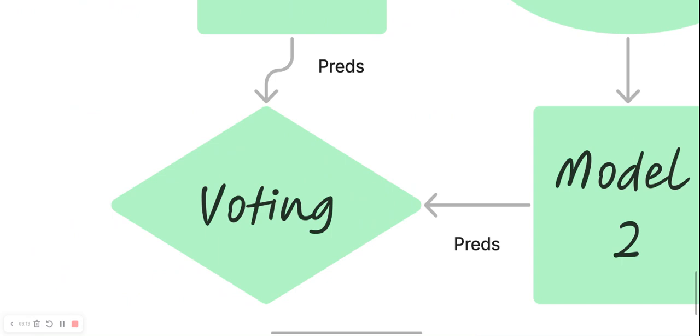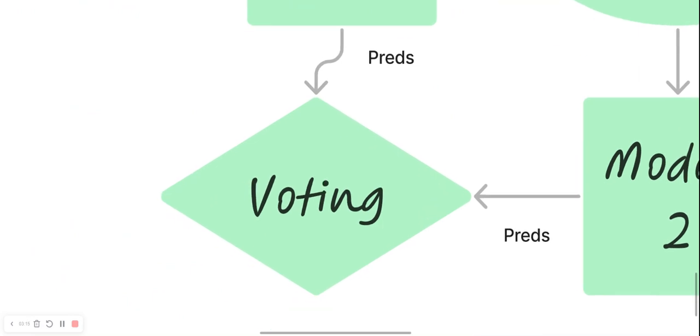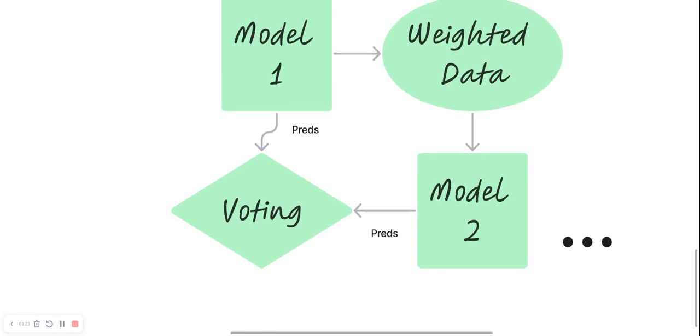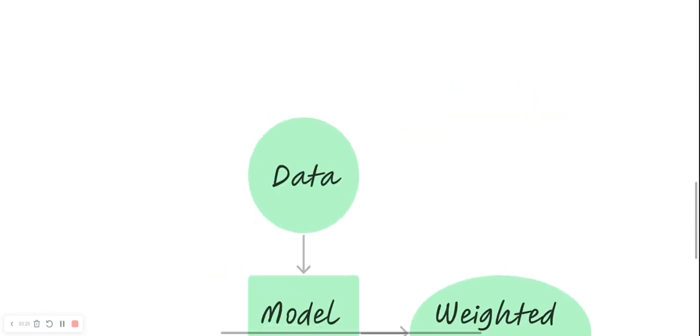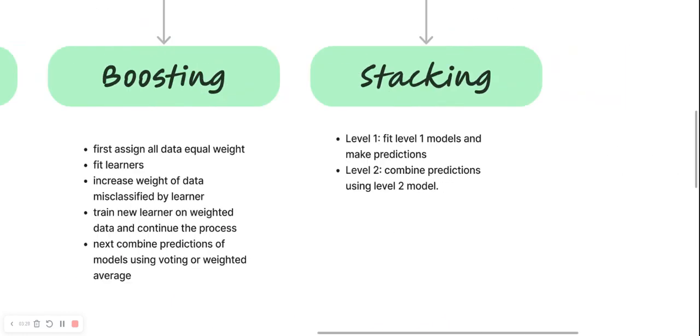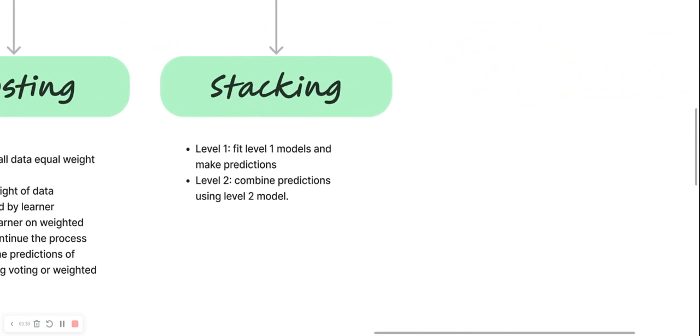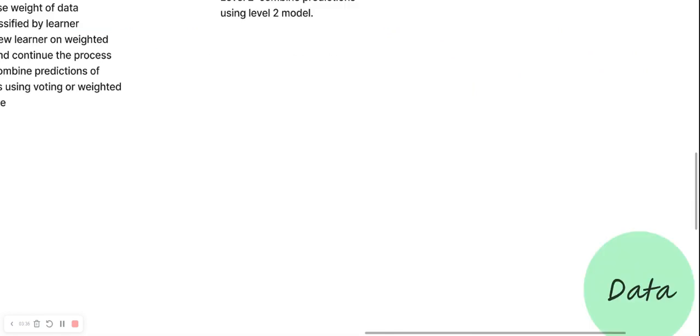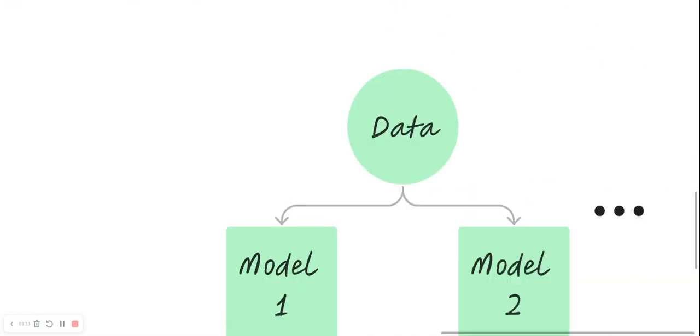Now we take all the predictions of both of the models, and then we use a voting regressor or classifier or weighted average. So we take the average of all the predictions. So this is everything about boosting. Now let's move on to stacking. So stacking is one of the most popular ways of ensembling, and you can increase your score better than boosting also. Now let's go to the graphics.